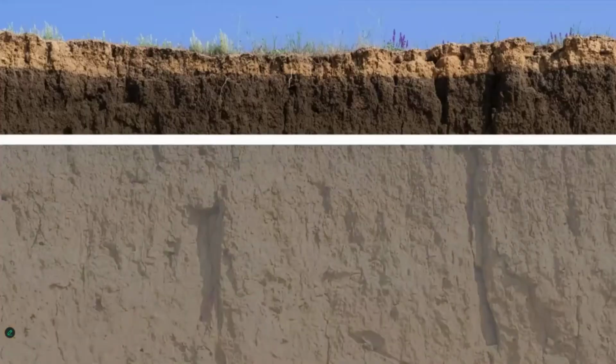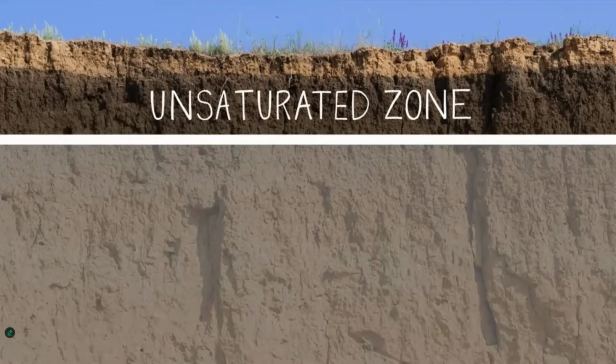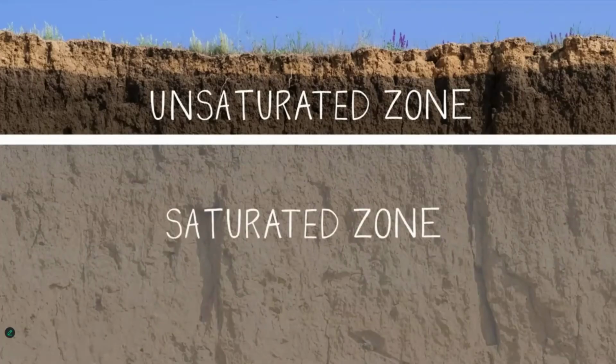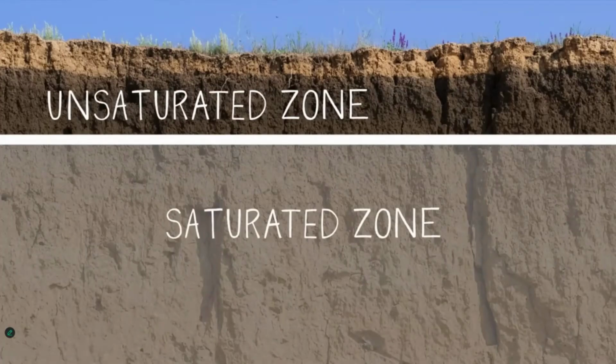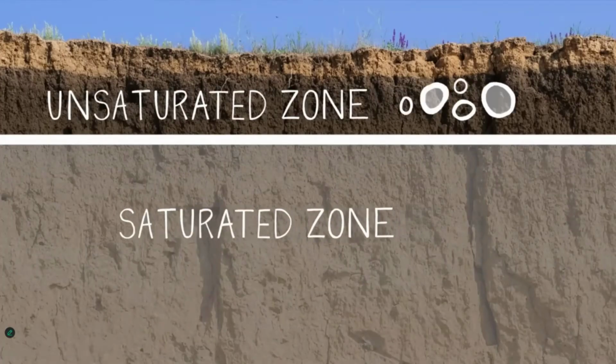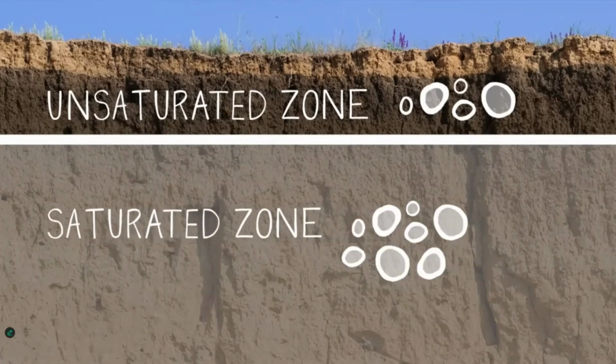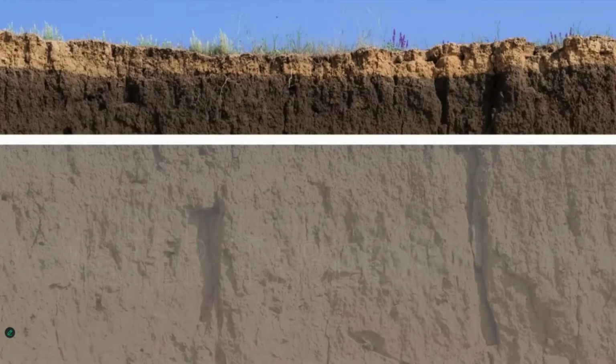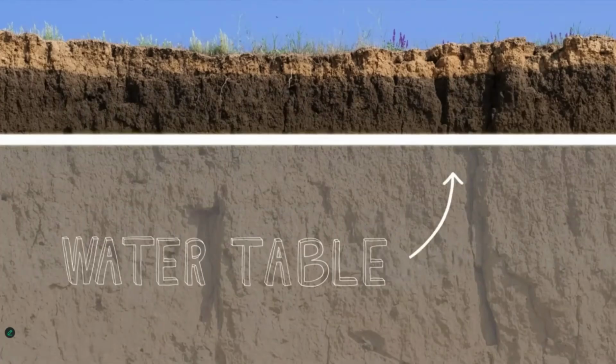Water that collects underground is held in an upper unsaturated zone and a lower saturated zone. The unsaturated zone is located directly beneath the land surface, and the pore spaces hold both air and water. In the saturated zone, all the open spaces are filled with water. The water table is the very top of the saturated zone and the bottom of the unsaturated zone.